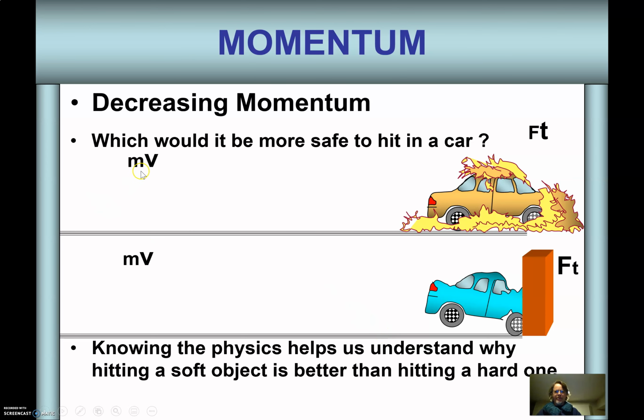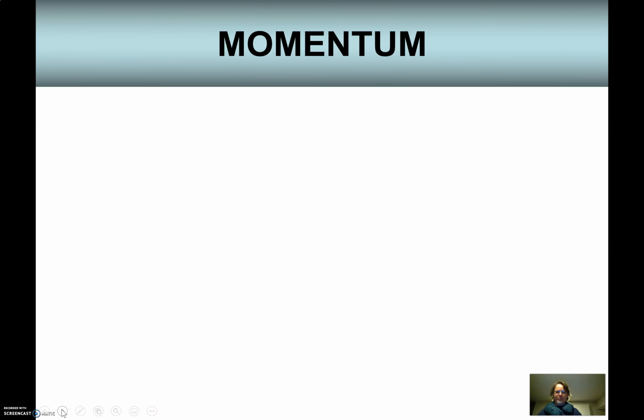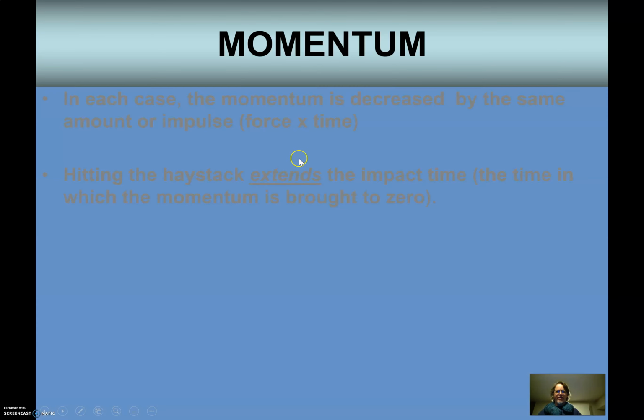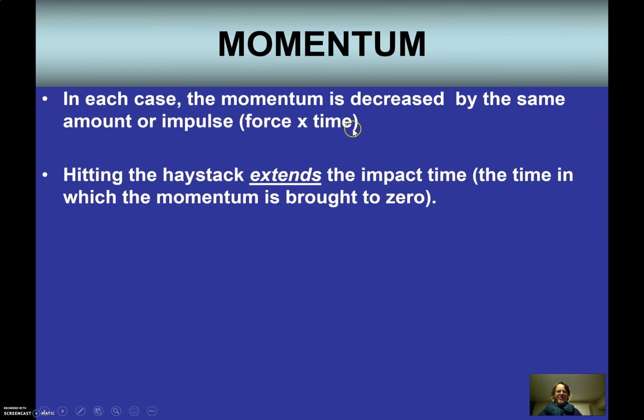So they had the same momentum. They both stopped. They both indeed had the same change in momentum. So if they have the same change in momentum, that means the impulse is actually the same. So why does it matter which one you hit if you have the same impulse? Well, in each case, momentum is decreased by the same amount, so the same impulse. They both pushed backwards, had a negative impulse, negative force times the time. This negative impulse decreased the momentum the same in both cases. But the haystack extended the period of time over which it is brought to 0.